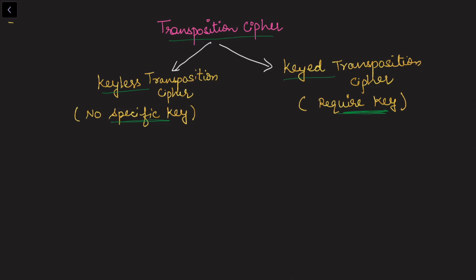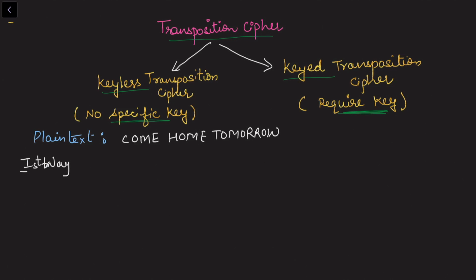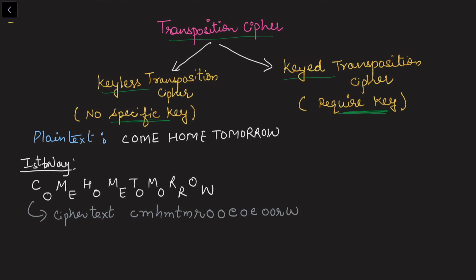Now let me summarize what we have done in the previous case with an example. Suppose the plain text given to us is come home tomorrow. When we follow the rail fence, or the zigzag pattern, in the first way we write the letters or characters in this way. So this gives the ciphertext as this.